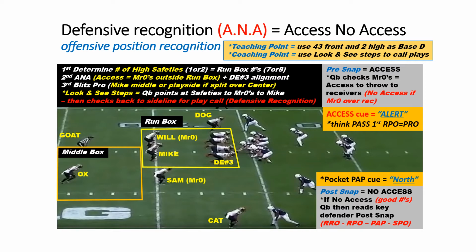Second thing we like to do is if we do have access, that Sam backer is not out over the receiver and is in the run box, then we want to alert the quarterback that we want to think pass first, turning our RPOs into PROs. Last thing we can do is use our pocket play action pass cue, which is our north cue, and give our run action pass, but go play action all the way.